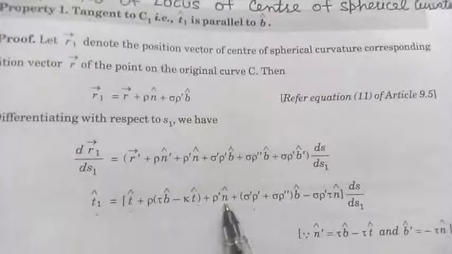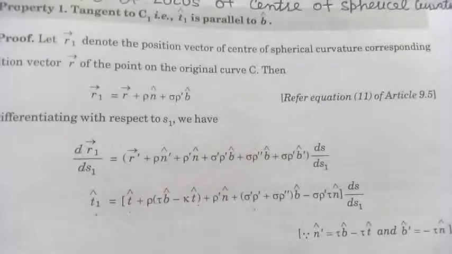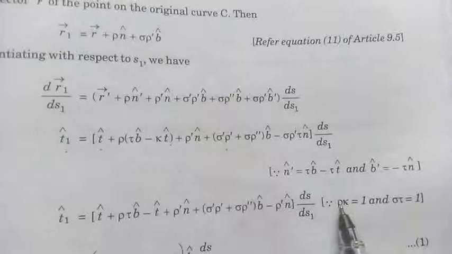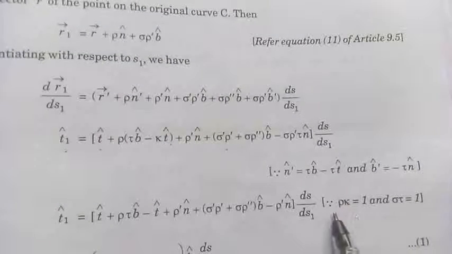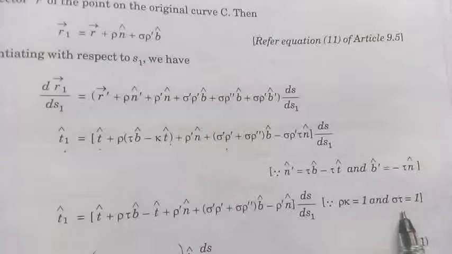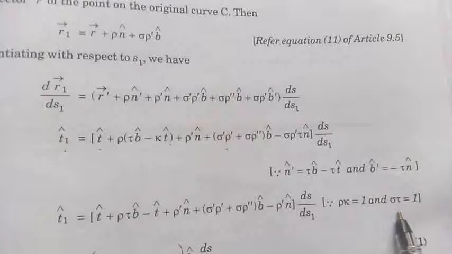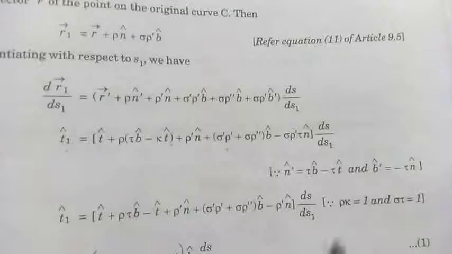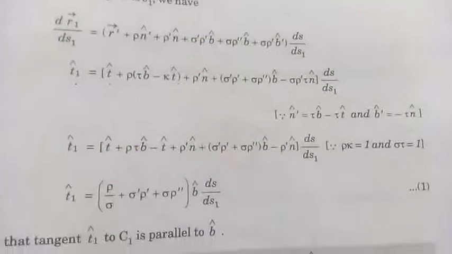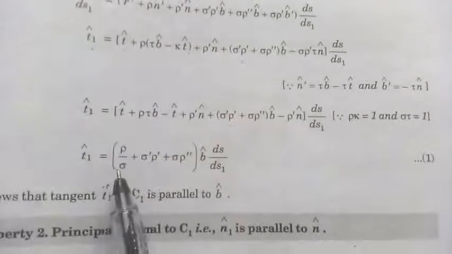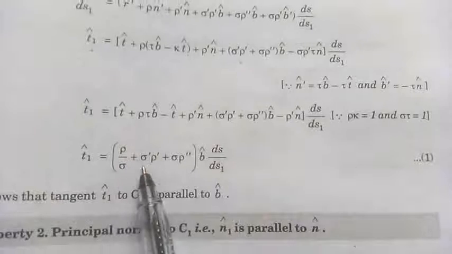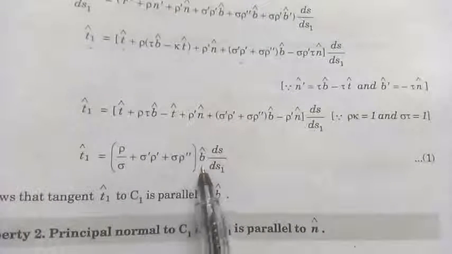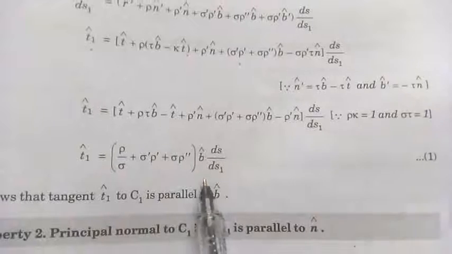Now again, by using the properties that curvature and radius of curvature are reciprocal of each other, rho into k will be 1. Similarly, torsion and radius of torsion are reciprocal of each other, so their product is also 1. So using the values here, we get t1 cap is equal to rho by sigma plus sigma dash rho dash plus sigma into rho double dash, into b cap, into ds by ds1.